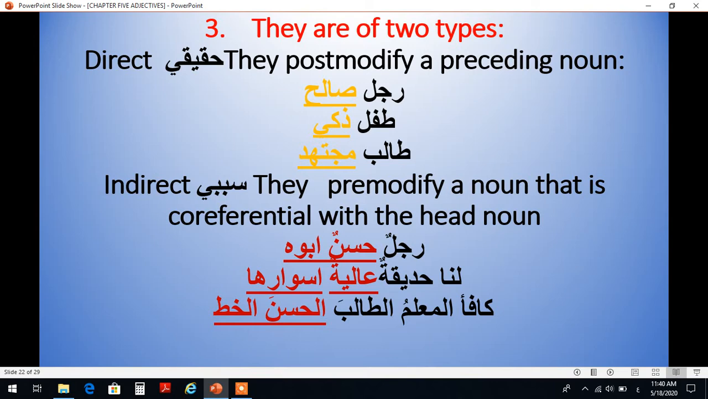أو حين نقول كافأ المعلم الطالب الحسن الخط. إذن الطالب هو الاسم الأساسي the head noun. الحسن هو الصفة التي جاءت لتصف كلمة بعدها اللي هي الخط، والخط يعود هنا على الطالب باعتبار هو الطالب من كتب بخطه.